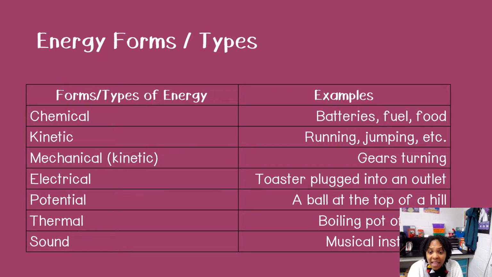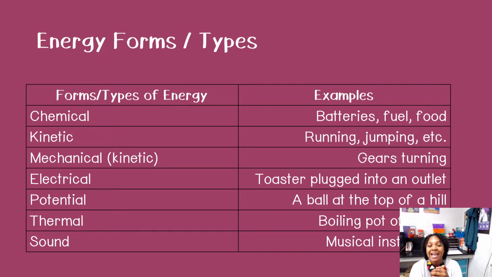Electrical energy is electricity flowing through. If you think of a toaster plugged into an outlet, that electrical energy is going from the outlet through the wires in the toaster, and that energy is transformed into what? Who knows what that energy is transformed into? In a toaster, into heat energy, that thermal energy.